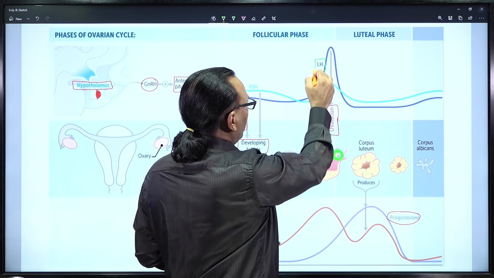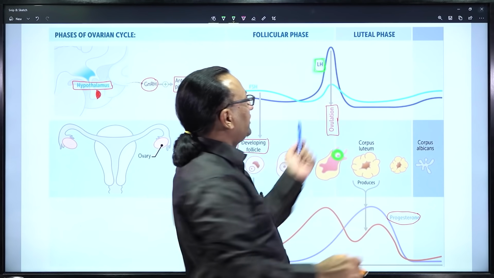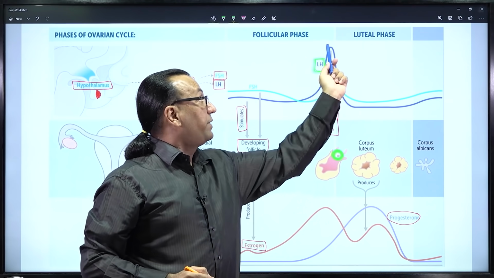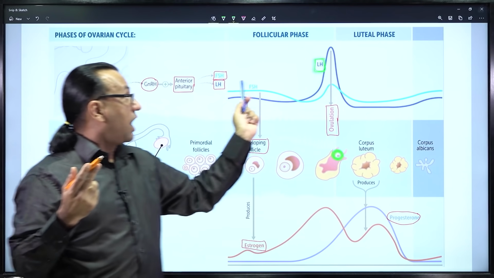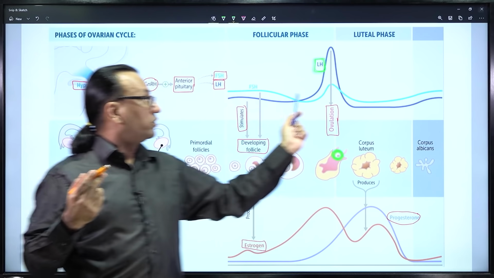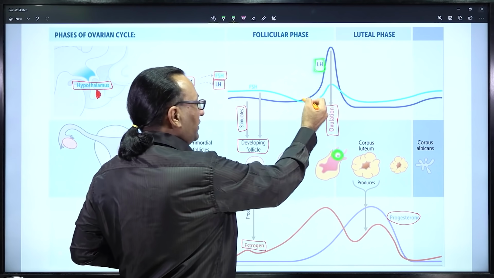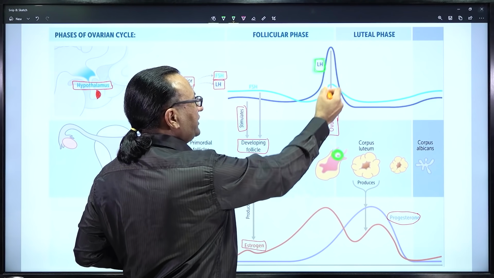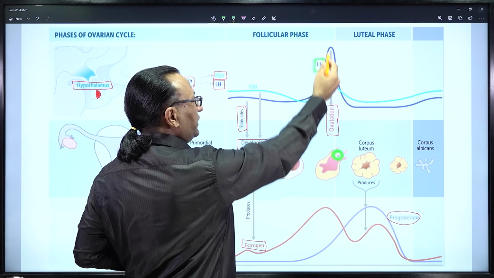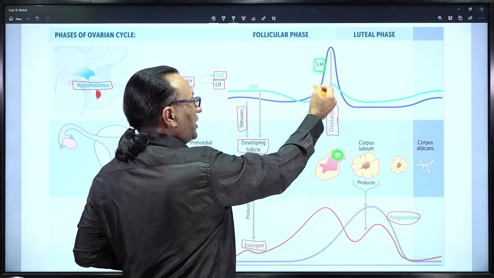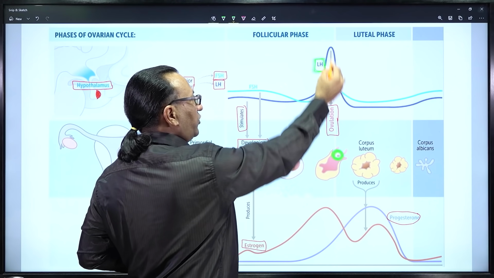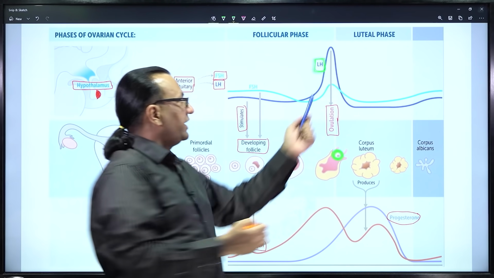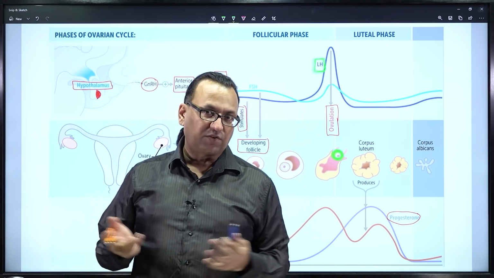You can notice one more thing: the time when the LH surge is occurring and reaching a peak here, the LH peak, at the same time the FSH hormone, follicle stimulating hormone, is also attaining a peak. But the concentration of FSH as compared with LH, you will see there's a huge difference. The peak of LH is quite higher as compared with the FSH peak. Both of them occur before ovulation. So before ovulation, there are 3 peaks.